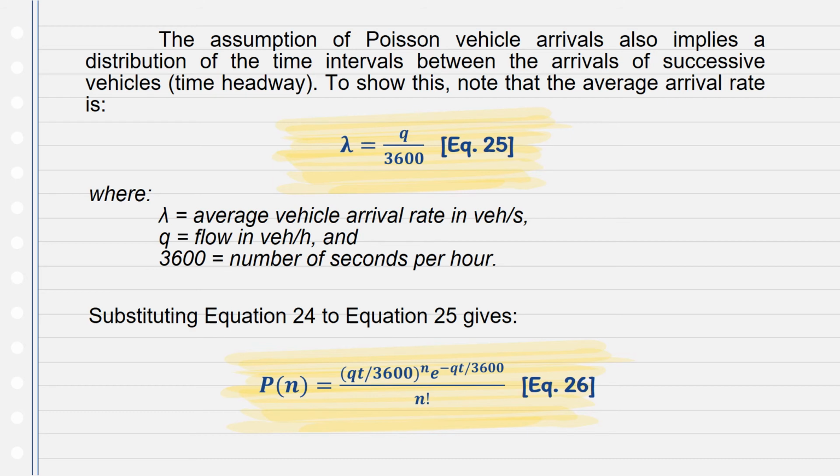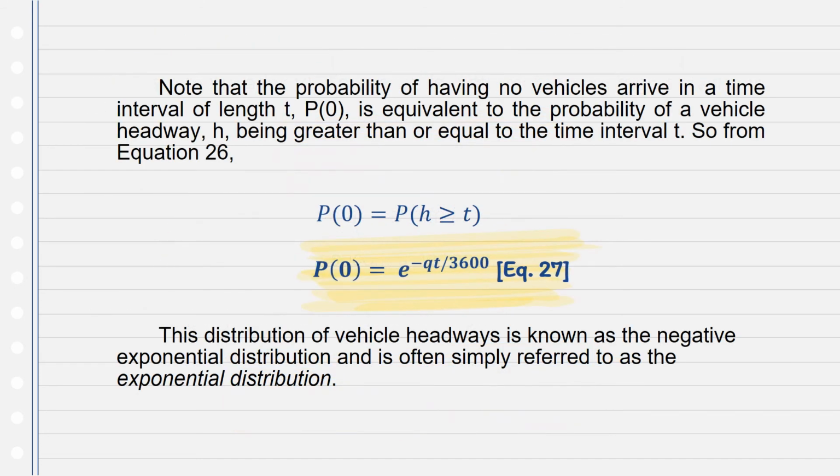Substituting equation 24 to equation 25 gives us the equation P(n) = ((QT/3600)^n × e^(-QT/3600)) / n!. Note that the probability of having no vehicles arrive in a time interval of length t is equivalent to the probability of vehicle headway being greater than or equal to the time interval. So from equation 26, we get P(0) = e^(-QT/3600). The distribution of vehicle headways is known as the negative exponential distribution, or simply exponential distribution.